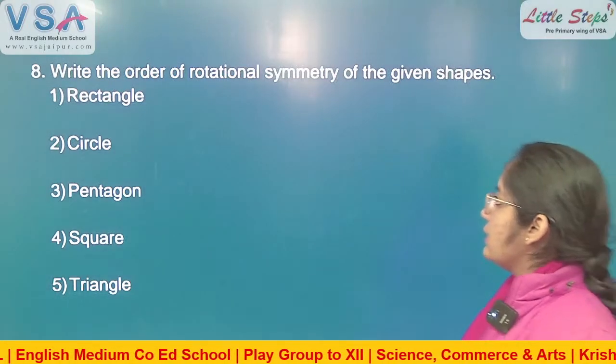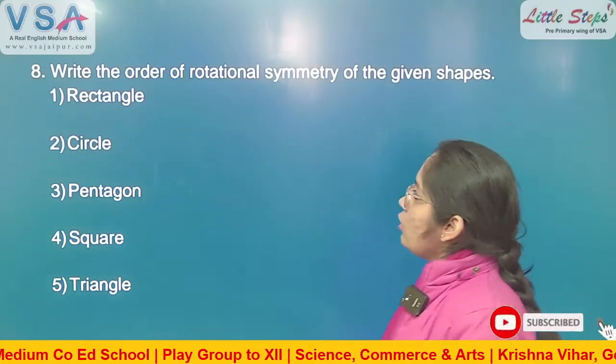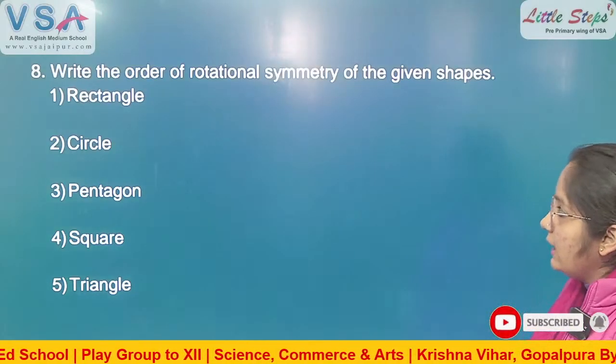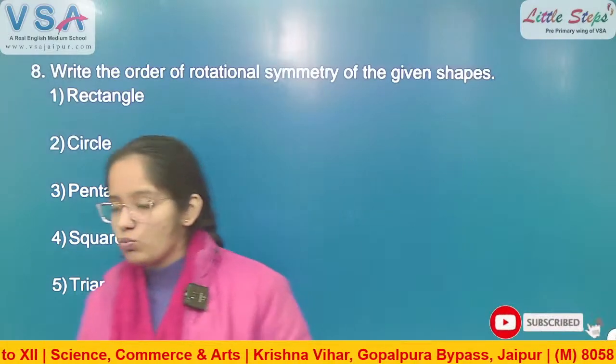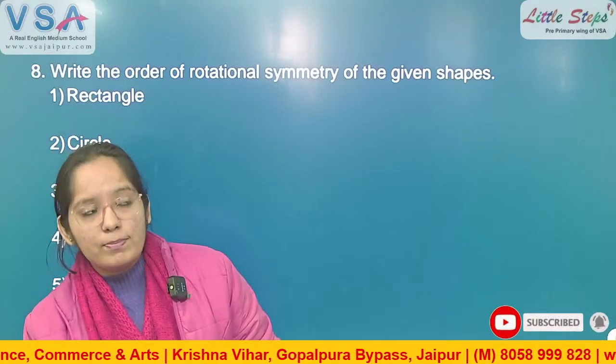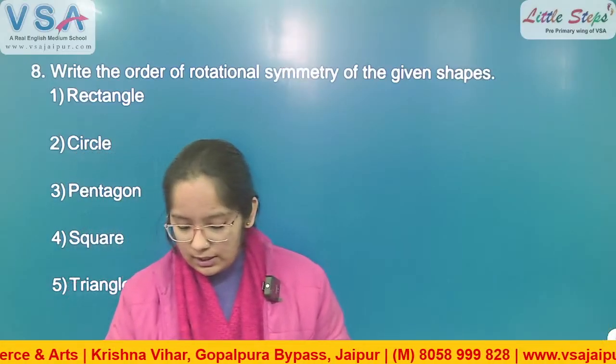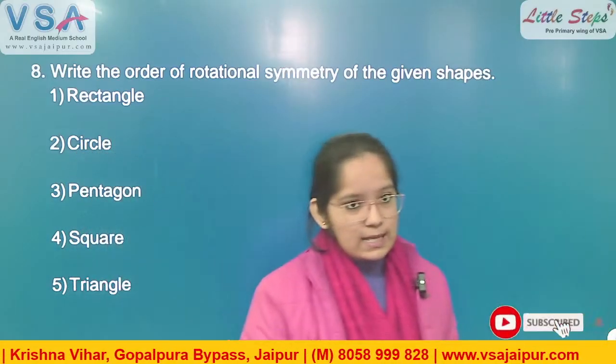So the last one for today: write the order of rotational symmetry in the given shapes. Order of rotational symmetry means what? It means the number of times the object remains the same in a turn.